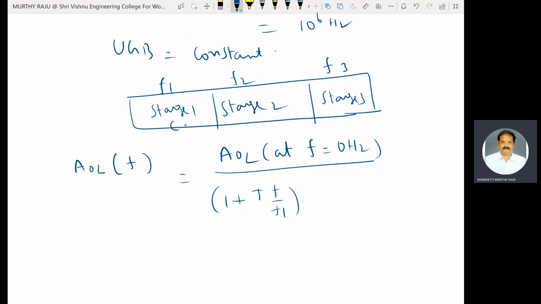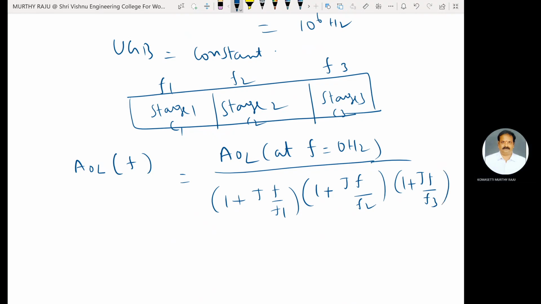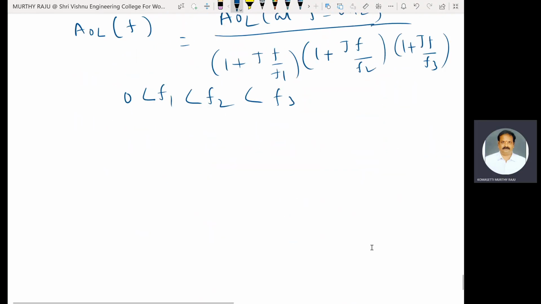Here we use 3 stages, each stage adding some capacitance C1, C2, C3. Due to these capacitances, the F1, F2, F3 corner frequencies are obtained. 1 plus j F by F1, 1 plus j F by F2, and 1 plus j F by F3. Therefore, here 0 is less than or equal to F1, less than or equal to F2, less than or equal to F3. The function is like that here.